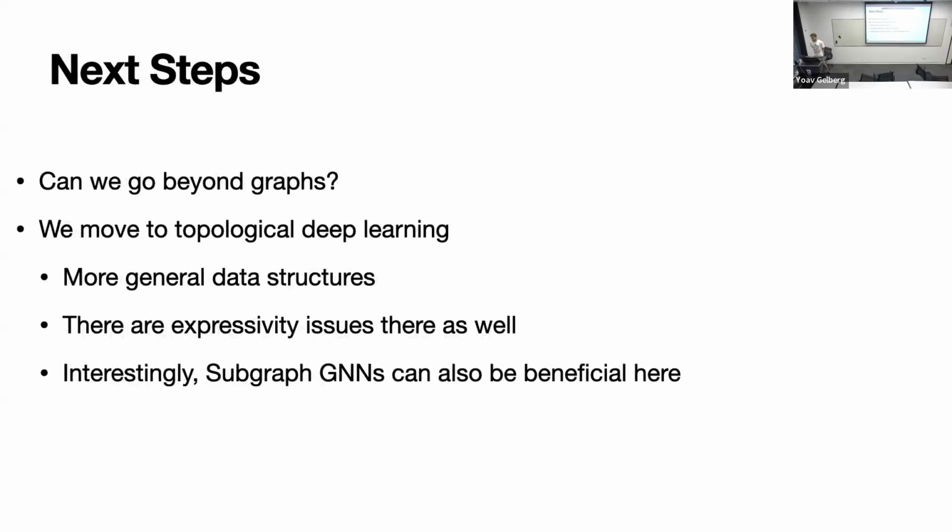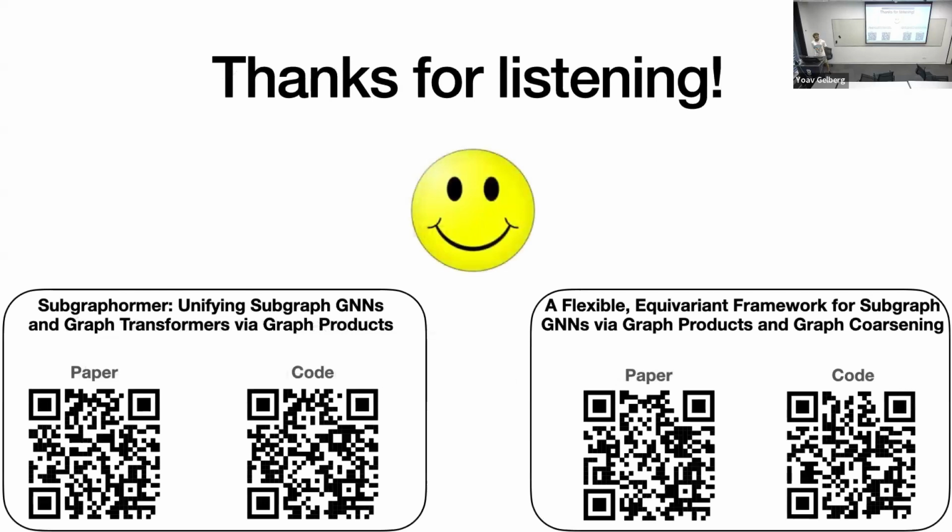And what are the next steps? So now we ask, can we go beyond graphs? The next talk by Yam and Yoav is going to be about topological deep learning, which includes more general data structures. And we're going to see that there are expressivity issues there as well. And interestingly, principles behind subgraph GNNs can be beneficial to solve these expressivity issues. Okay, thank you. And now I think Yam and Yoav are going to continue.